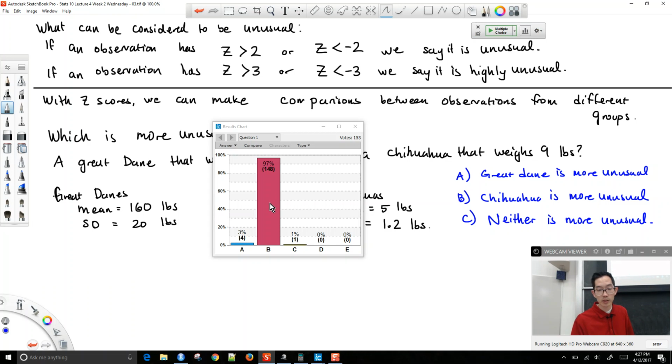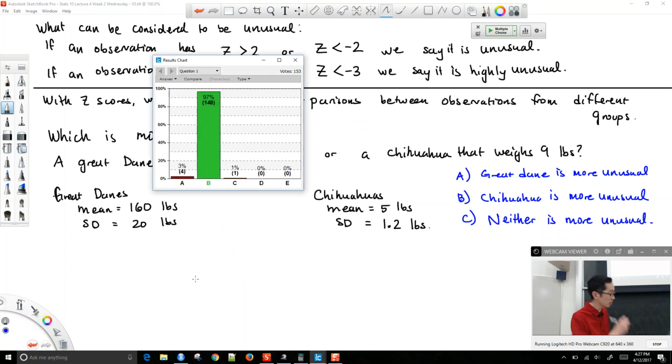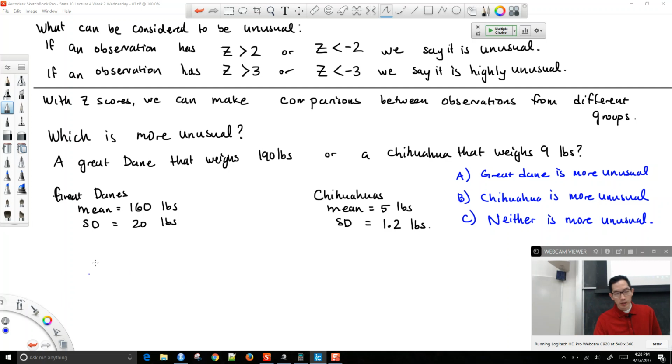Okay, and so yes, this is the correct answer. I think you all did this, and that's why you got the correct answer. But first, we would find the z-score for the Great Dane, and so the z-score would be x minus the mean divided by the standard deviation, and so our observation is 190 pounds. The mean is 160. Each standard deviation is 20. So this Great Dane is 30 pounds above average, but each standard deviation is 20, so the z-score for the Great Dane is 1.5.